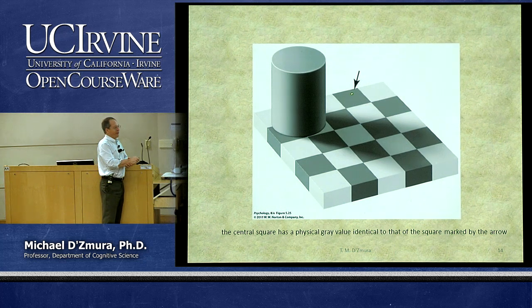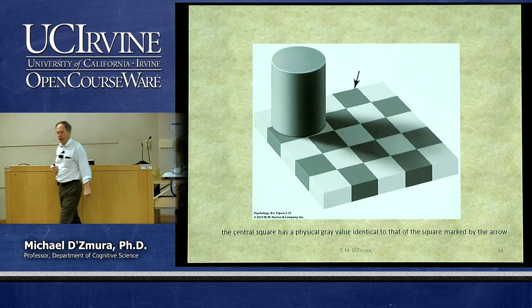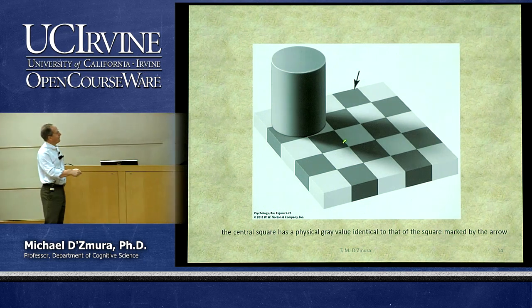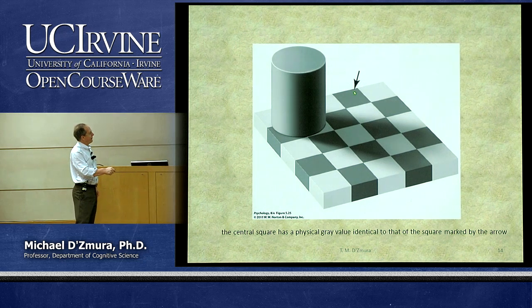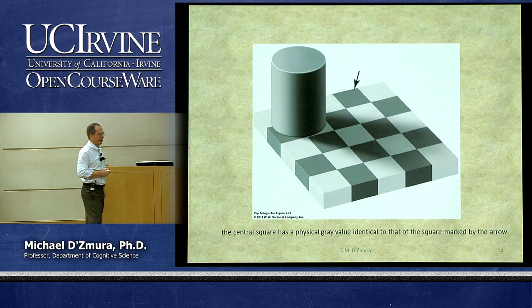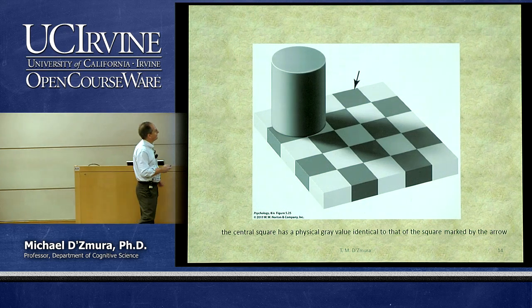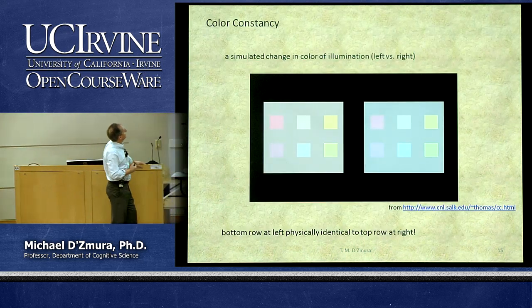The square with the arrow is receiving a lot of illumination. The square in the middle is not receiving a lot of illumination. Physically speaking, these are the same amount of light reaching our eyes, and the only possible interpretation is that this is a lighter surface, the one in the shadow, and this is a darker surface indicated by the arrow. So that's a nice illusion.